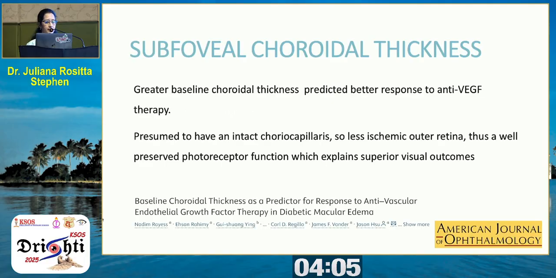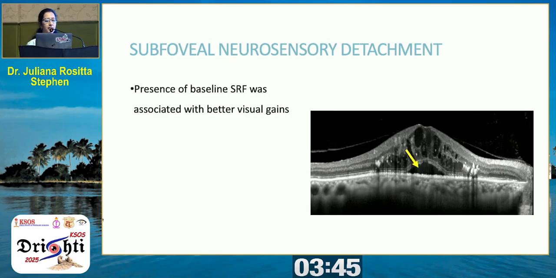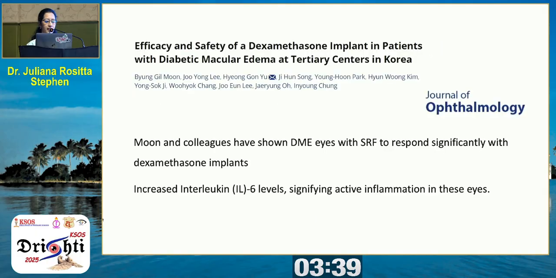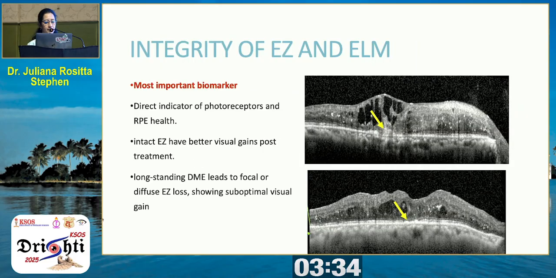Next biomarker is the subfoveal choroidal thickness. Greater baseline choroidal thickness predicted better response to anti-VEGF. It is presumed that patients with increased thickness have intact choriocapillaries, so lesser ischemia, which explains the superior visual outcomes. Next biomarker is the subfoveal neurosensory detachment. Presence of baseline SRF was associated with better visual gains, and these patients respond better to corticosteroid implants.